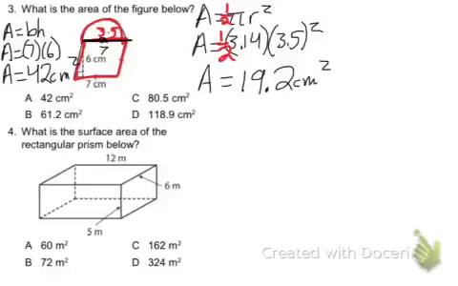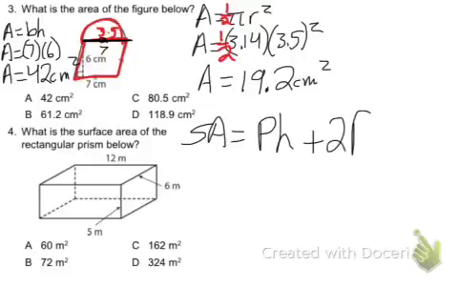On to number 4. What is the surface area of the rectangular prism? Surface area, we start with the formula. Surface area equals perimeter of the base times the height plus 2 times area of the base. Now the nice thing about rectangular prisms is anything can be the base. So let's just use the front here. I want to use this as the base.